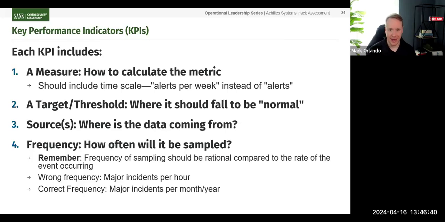Then we figure out what data sources can give us these insights, and we need to think about how often we're going to sample and measure that process. So for example, are we going to track major incidents per hour? Hopefully not. Are we going to track major incidents per quarter, per month, per year? Well, maybe that seems a little bit more realistic. So at a minimum, we need to define these for our operational KPIs.